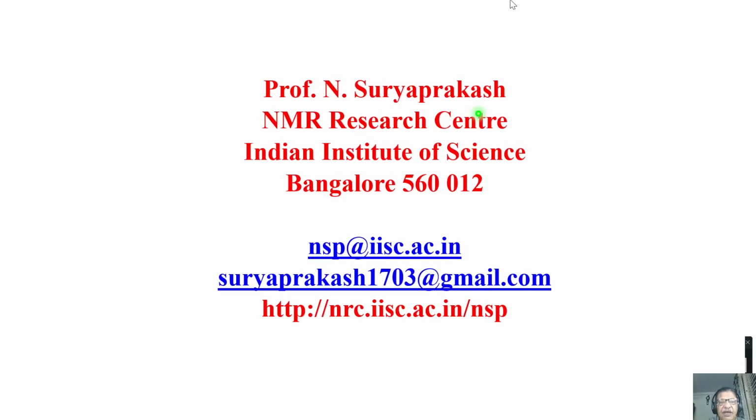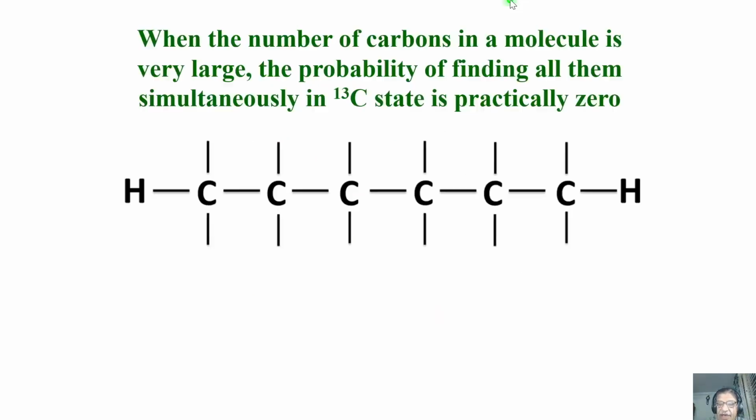That's one point. Secondly, I also said that when carbon 13 is only 1% abundant in a molecule containing one carbon, the possibility of seeing carbon 13 in that state is only 1%. That is, if there are 100 molecules, there may be only one molecule which has carbon 13. So the probability of seeing that is 1 in 100. And I said if there are two carbons, it is going to be 1 in 10,000.